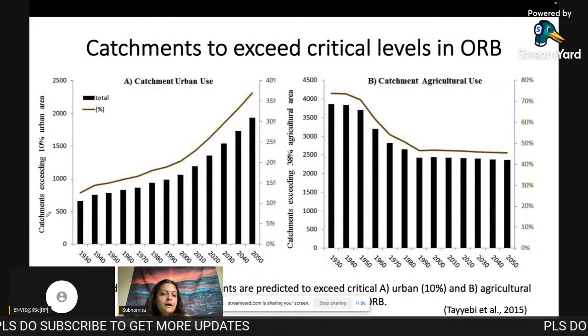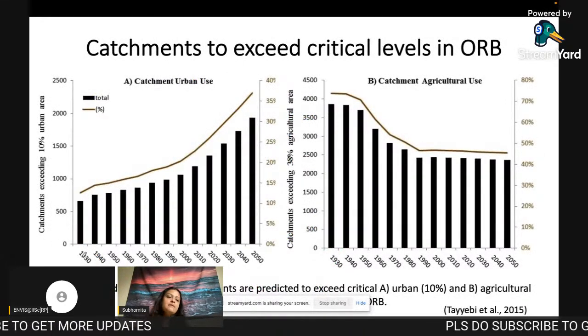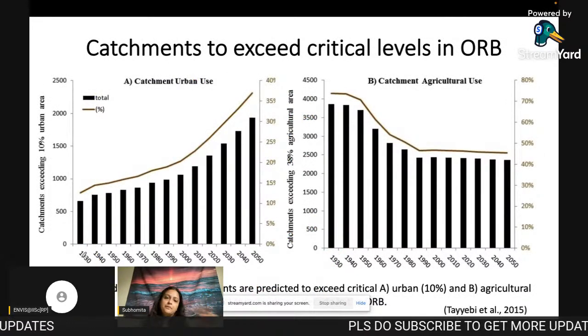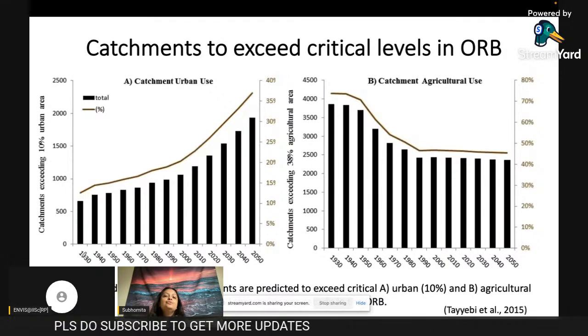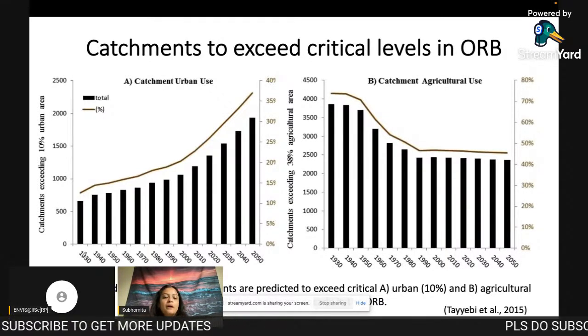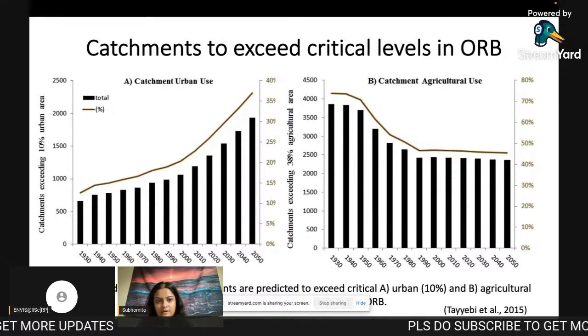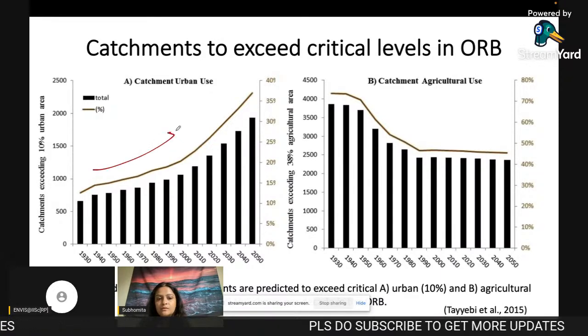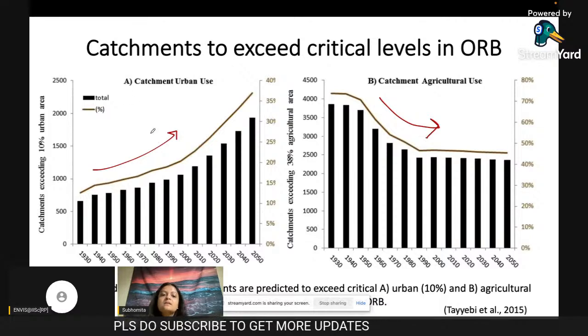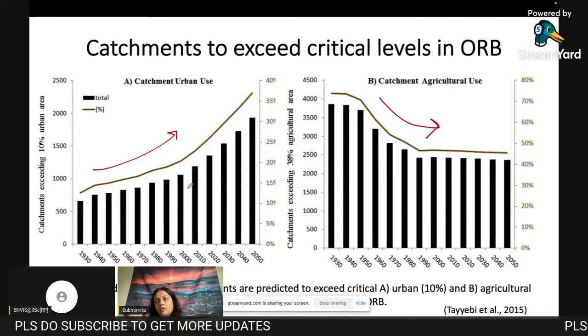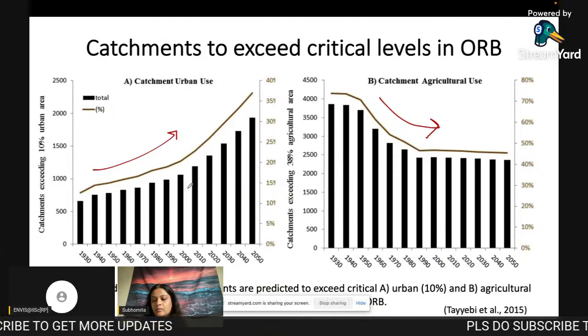So, for example, typically in this area, there is a critical limit of 10%. In a river watershed, urban land use should not increase more than 10%, but it is projected that it will increase very soon. So, urban land use is going to increase, but agricultural land use will decrease. So, this is the impact that I'm interested in, how that is impacting the Ohio River watershed.